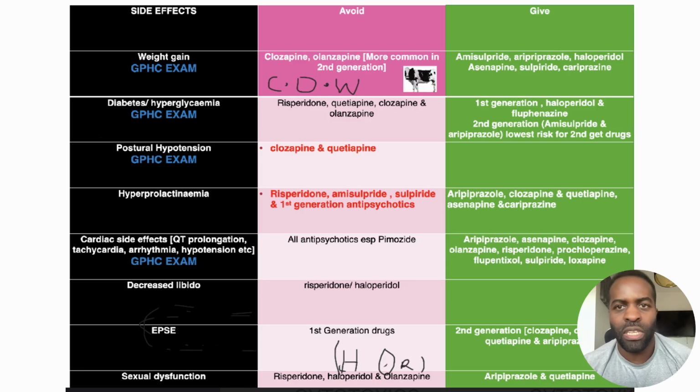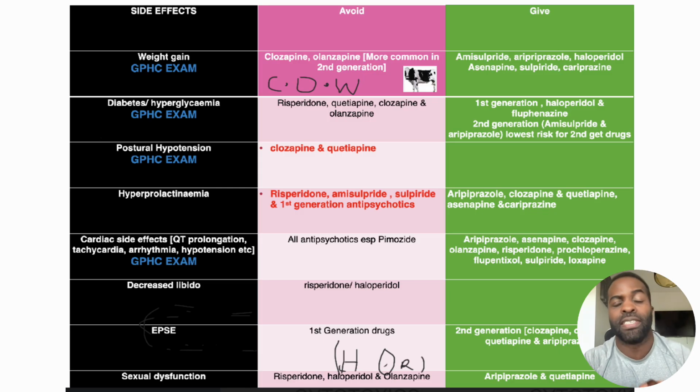Now, the majority of the time, they may also test you on EPSE, which is extrapyramidal side effects, which we're going to look at in the next slide. But with these ones, they're mostly caused by your first generation antipsychotics. So it's also worth knowing which ones are first generation and which are your second generation. Then those that affect your sexual function, you're looking at risperidone, haloperidol, olanzapine.